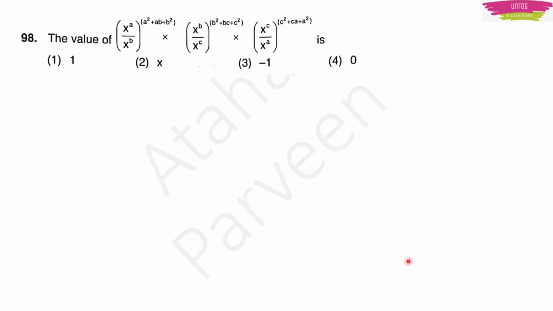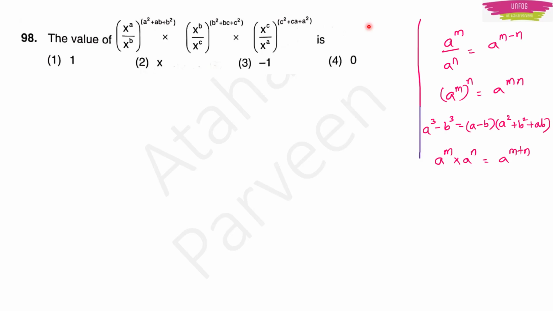Next, question number 98. So they have given this indices question. It is a very complicated question. It looks like that, right? Actually, to solve this question also, you should know the simple indices formulae, that a to the power m by a to the power n is equal to a to the power m minus n. A to the power m whole to the power n will be a to the power mn. And also you will have to apply the formula a cube minus b cube is equal to a minus b into a square plus ab plus b square.